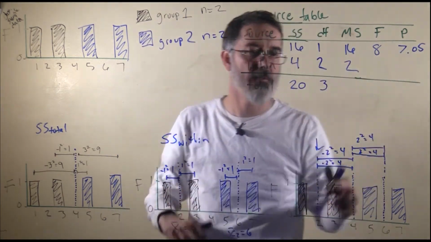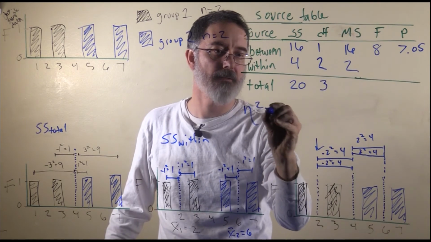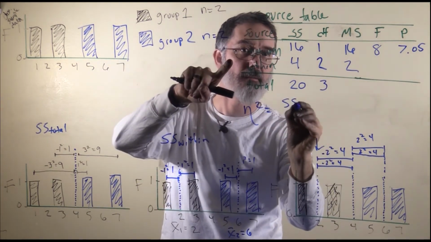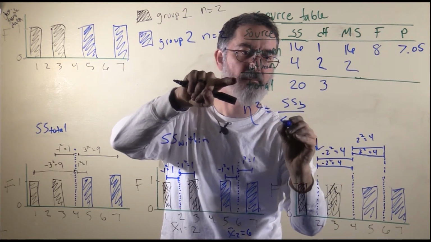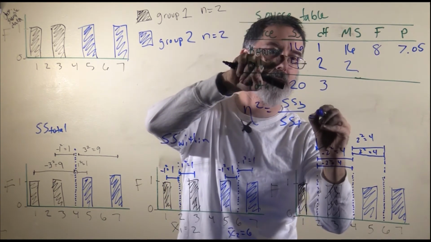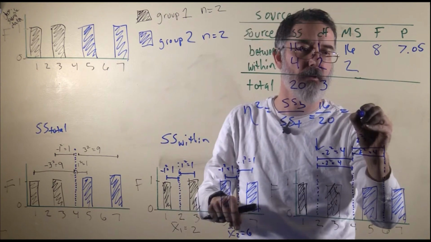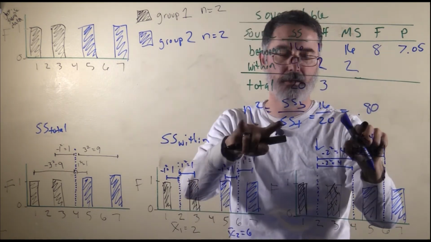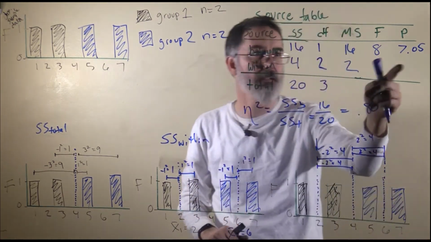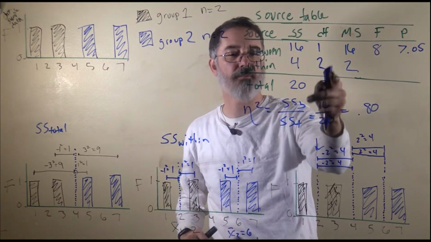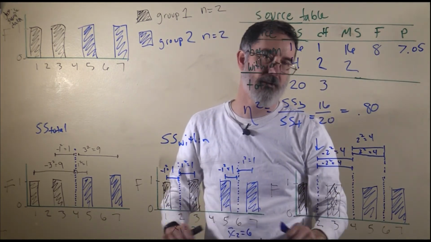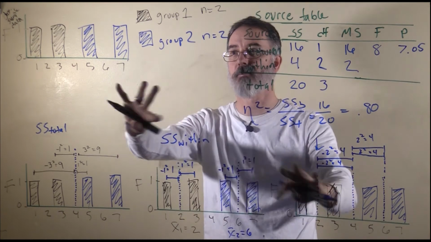And since we have our source table, it's really easy to calculate our effect size, eta squared. So it's sums of squares between divided by sums of squares total. 16 divided by 20. That's going to equal 0.80. So it's actually a huge eta squared. It's not statistically significant, however, because we had so few participants, we had a really underpowered study if this were something we actually did.